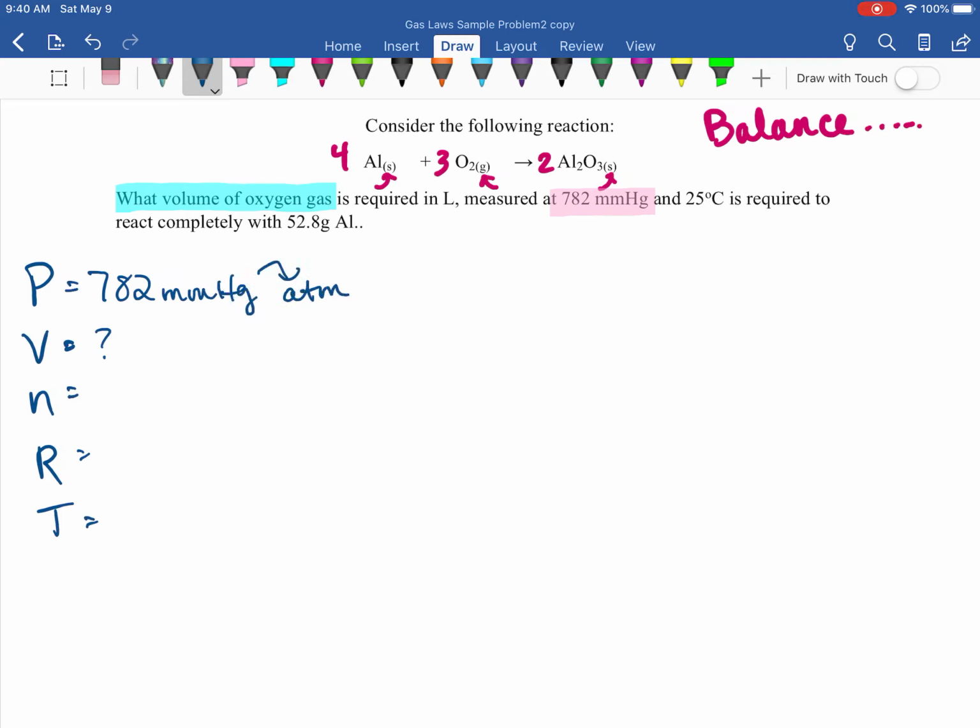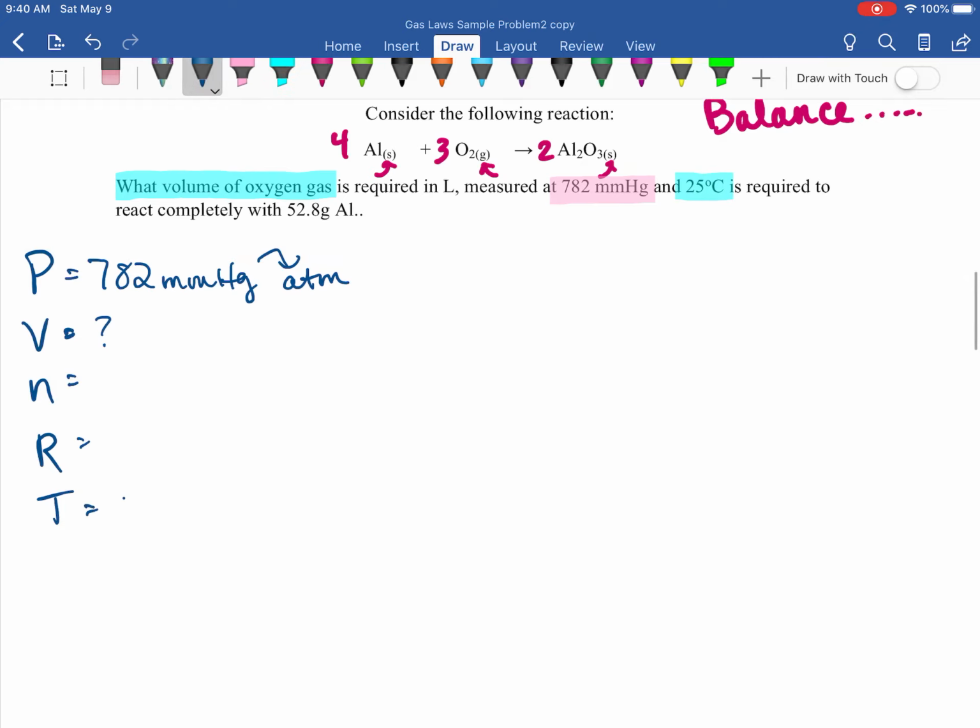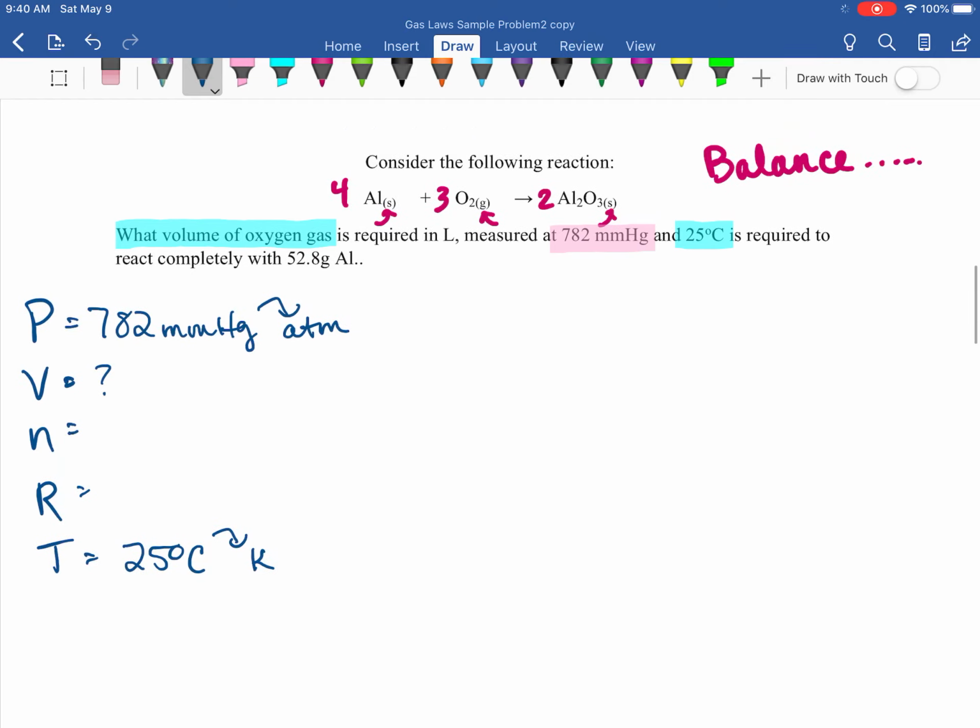We already know we need to convert that to atmospheres, so we'll just write that out. 25 degrees Celsius, let's put that in. We know we're going to need to convert that to Kelvin. And then we've got, oh, this is fun, we're starting with a solid again. We've got 52.8 grams of aluminum. And then we're being asked oxygen.